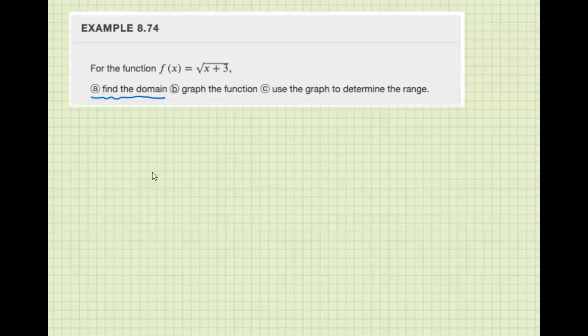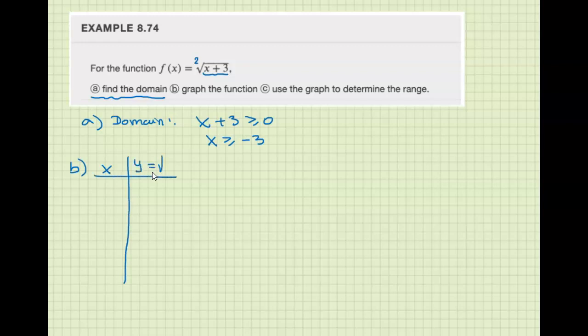All right. So this is an even radical, so we need this to be bigger than or equal to 0. All right, so the domain is going to be, we need x plus 3 to be bigger than or equal to 0, which means x is bigger than or equal to negative 3. Okay? So to graph, we're going to make a table of values.